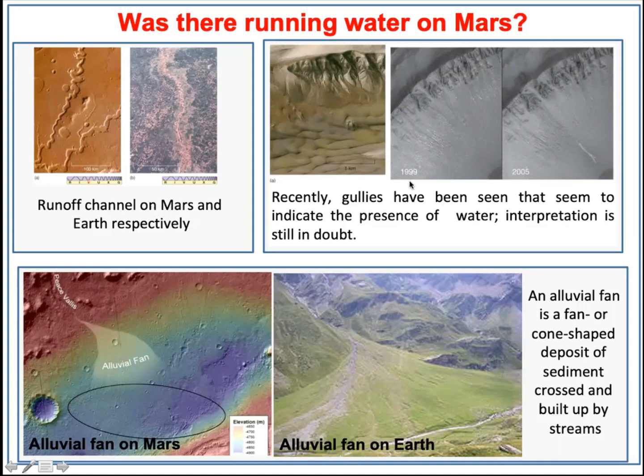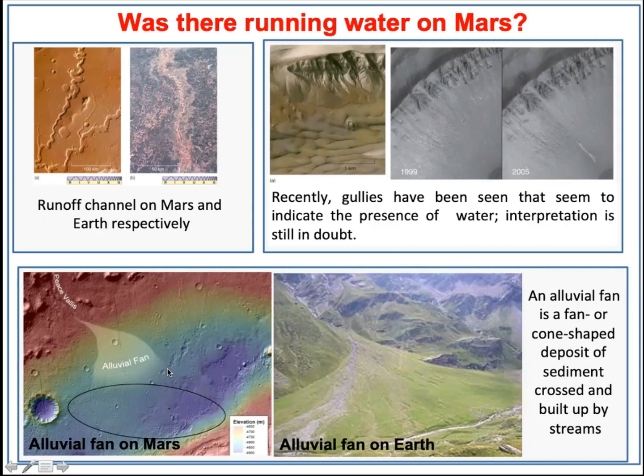Now here you can notice this is one image of Mars captured during 1999, and this is an image from the same region captured during 2005. You can notice that a white patch is there. So that is indicative of recent ice on Mars, which means that glacial activities are still an ongoing process on Mars.